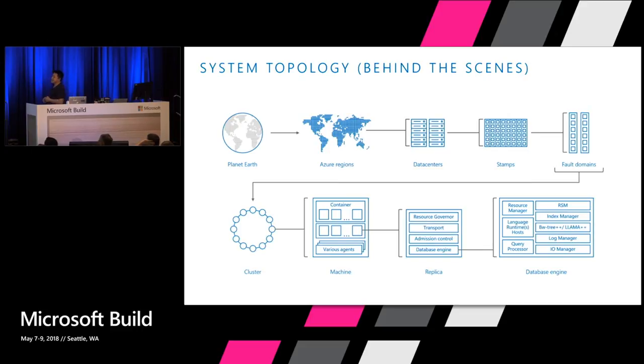Within those machines, we host database replicas. The database replicas are going to be the core building block for Cosmos DB. Within that, we have our resource governor for giving your throughput and latency SLAs. We have a transport layer for doing replication, admission control for authentication and authorization, and of course, our bread and butter, the database engine, where we do all of our query and indexing.